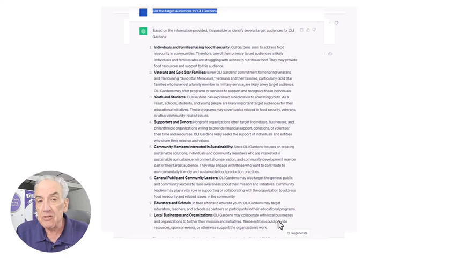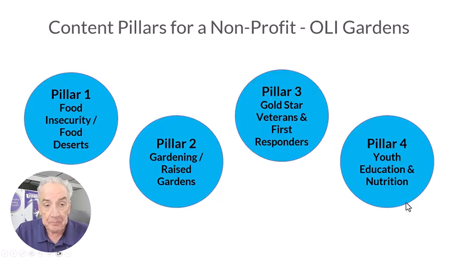Now allows me to begin to say what would be some viable pillars that I might want to build topics around. And so this is what we came up with for OLI Gardens. Pillar one is going to be around food insecurity and food deserts. The next one's going to be around gardening and raised gardens. The third one is going to be Gold Star and veterans and first responders. And then the fourth pillar would be youth education.